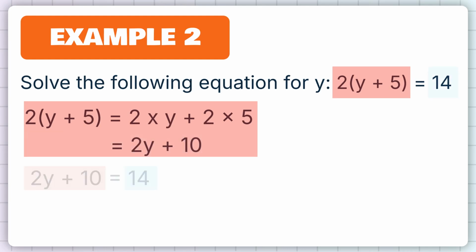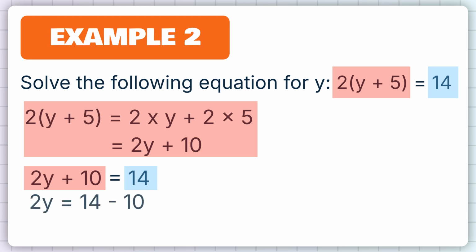Next, set up the equation. 2y + 10 = 14. To isolate y, subtract 10 from both sides to get 2y = 14 - 10. Simplify this further to get 2y = 4. Now divide both sides by 2. y equals 4 divided by 2, and therefore y equals 2. This is the solution for our equation.